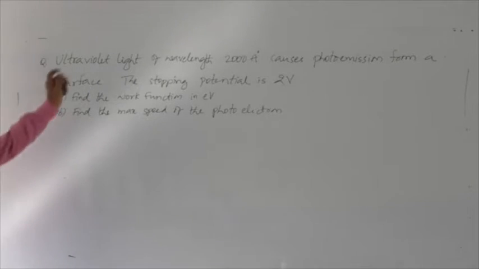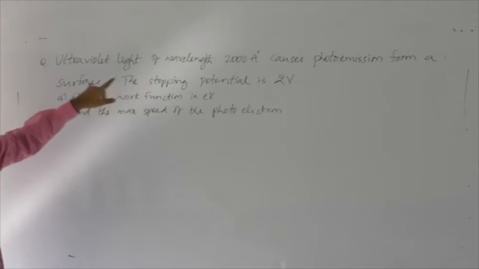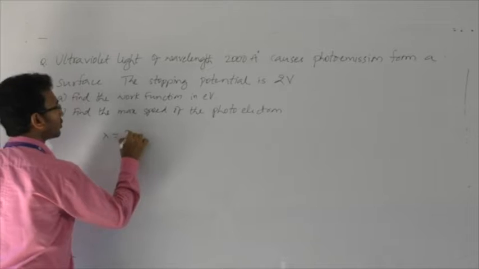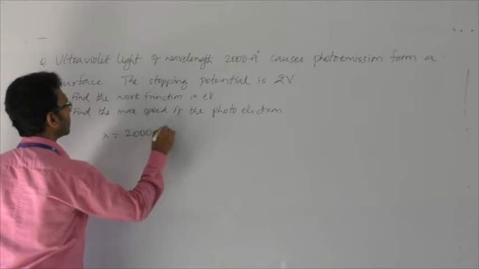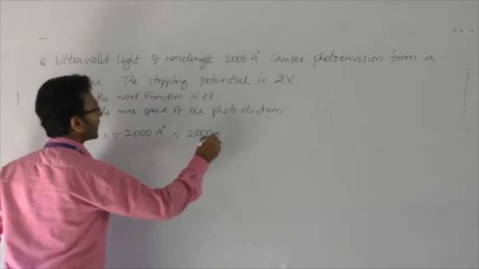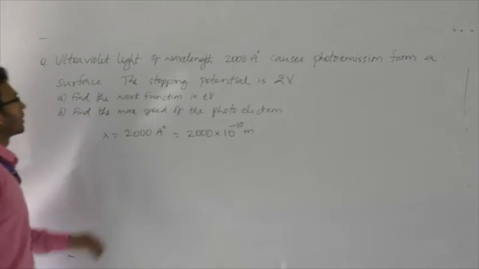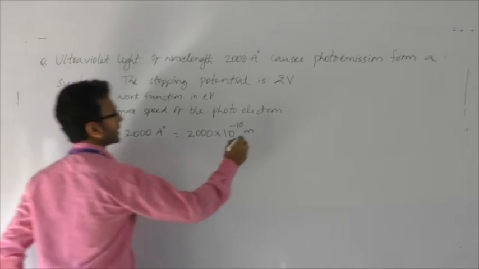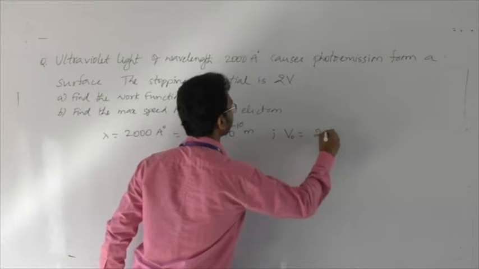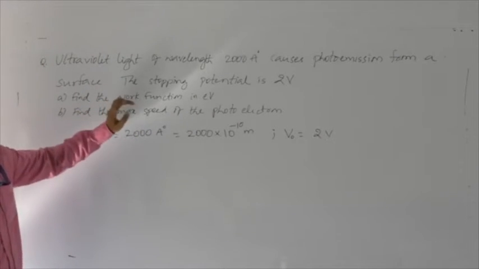So light wavelength is given. Let's sort out what all are given first. Lambda is 2000 angstroms, or I can write it as 2000 into 10 power minus 10 meters, because 1 angstrom is 10 power minus 10 meter. And stopping potential, V naught, is 2 volts. And first one, we have to find the work function.